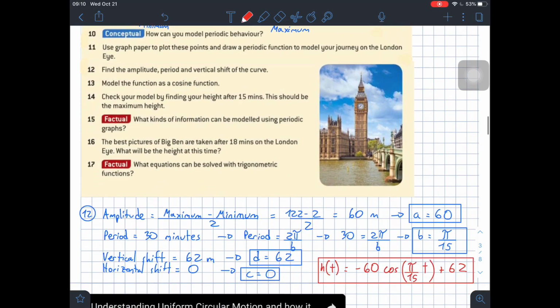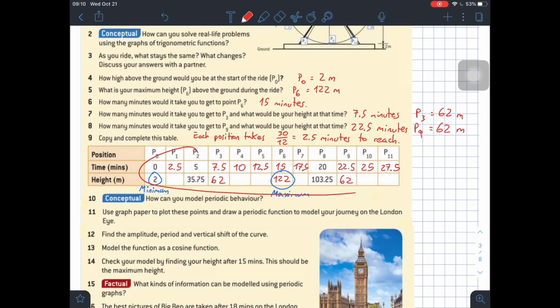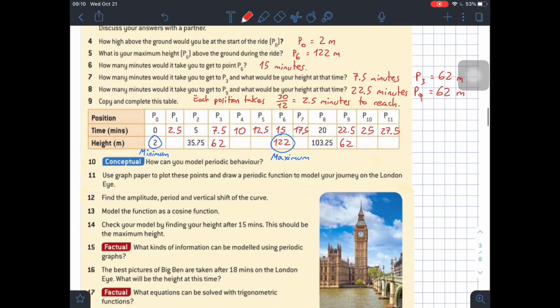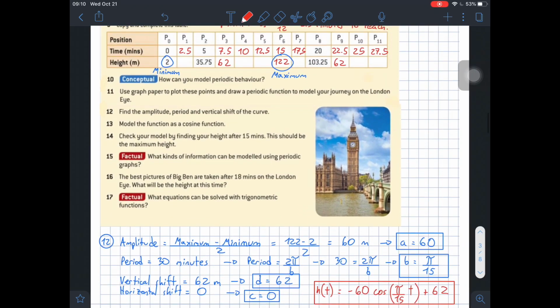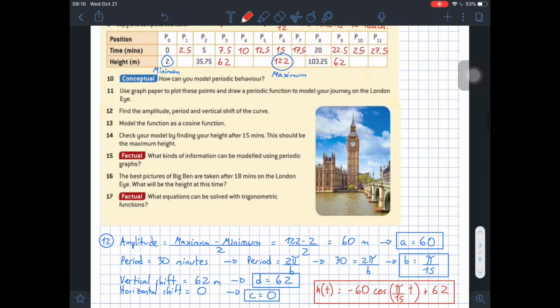So with this model, now we can find all of the other values to fill in our table, okay? So let me show you how you can do that. There we can see the function, and we can see the table.